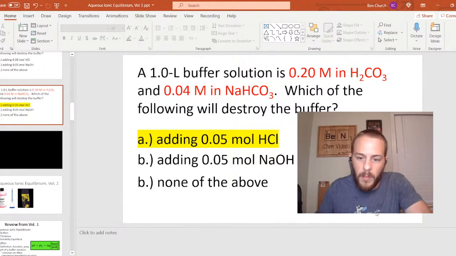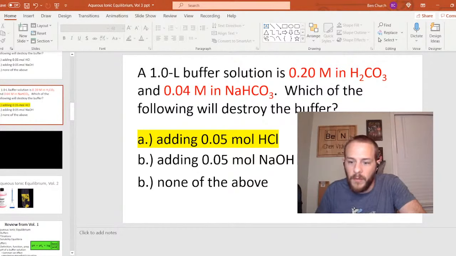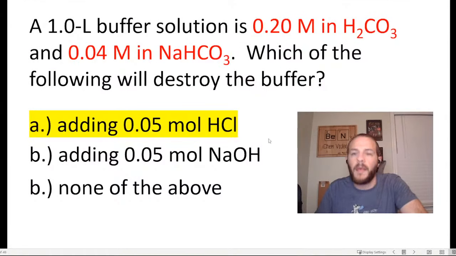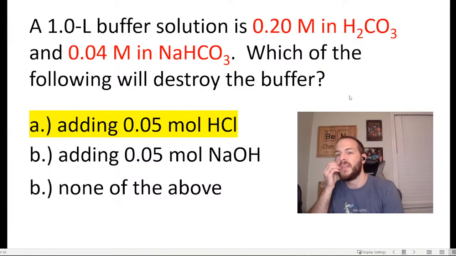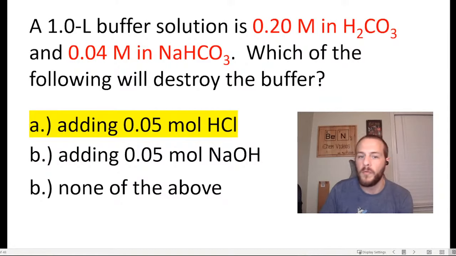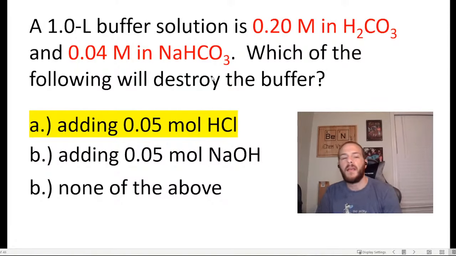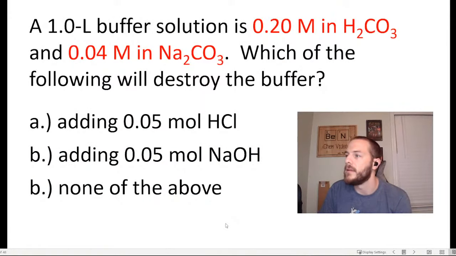So let me put this back on the board here. Okay, so let me try that again. We have a 1 liter buffer solution that has 0.20 molar carbonic acid and 0.04 molar sodium bicarbonate. And it says, which of the following will destroy the buffer? And I accidentally took you to the slide that had the answer on it. So I guess we should go through the motions anyway, just for the sake of it.